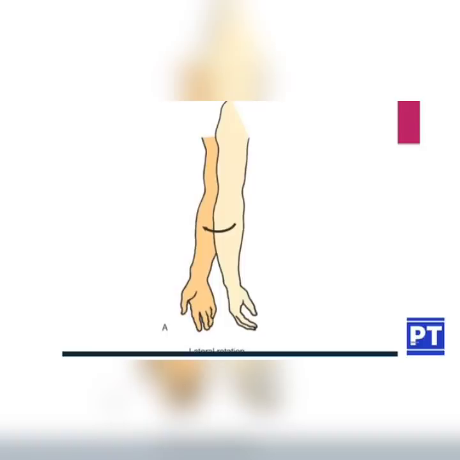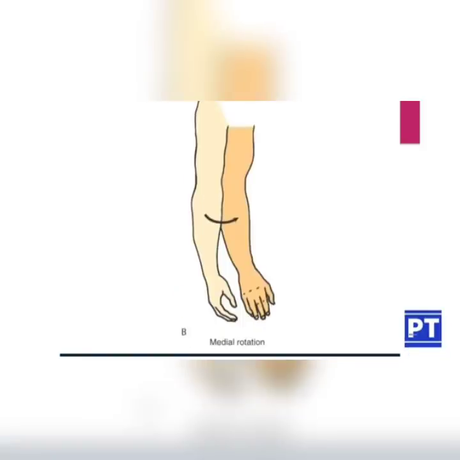So this is the lateral rotation. When the patient's hand is rotated, extremities determines the hand and the foot. When the hand is rotated outwards, externally, then it is known as lateral rotation. When the patient's hand is internally rotated, then it is known as medial rotation.